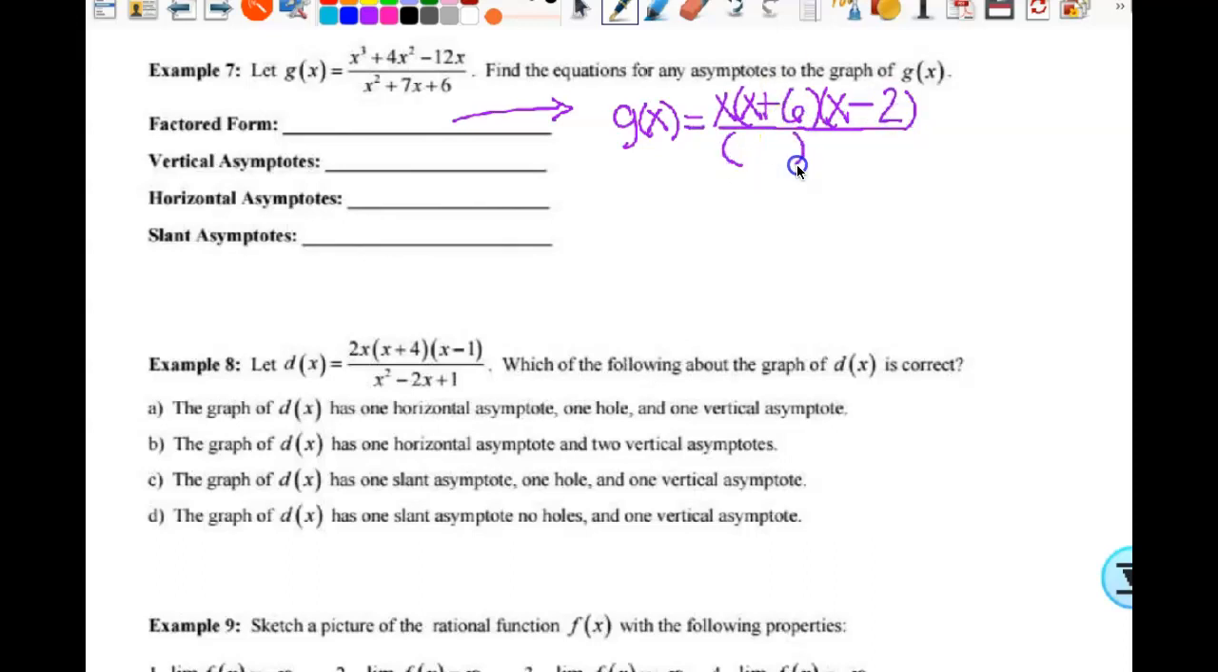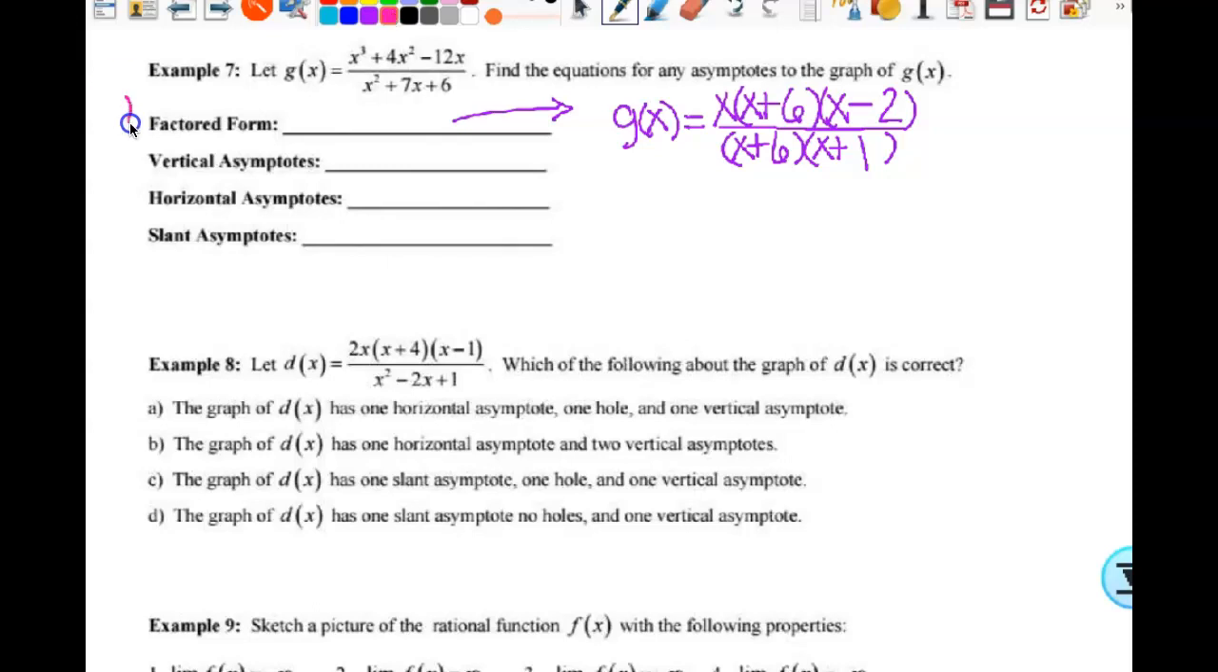Denominator, no GCF. So this is x and x. 6 is positive, so the signs are the same. 7 is positive, so they're both positive. What are my numbers? 6 and 1. Beautiful. Okay, so there is my factored form. So then it asks me for my vertical asymptotes. Do I have 2 of them? No, I only have 1.